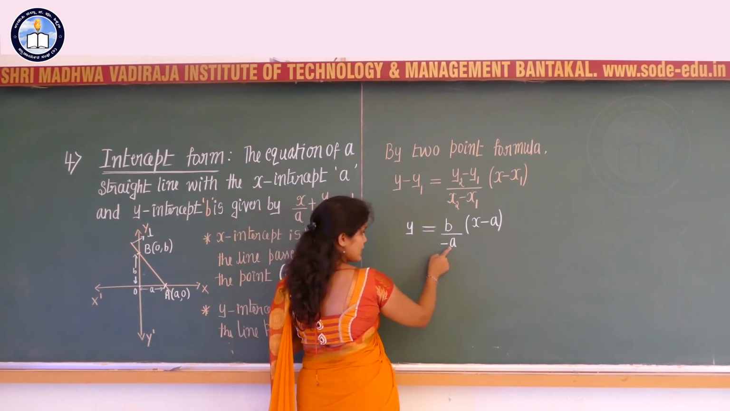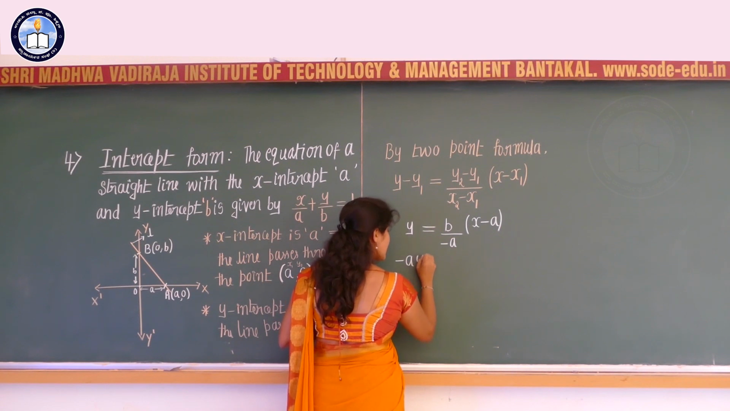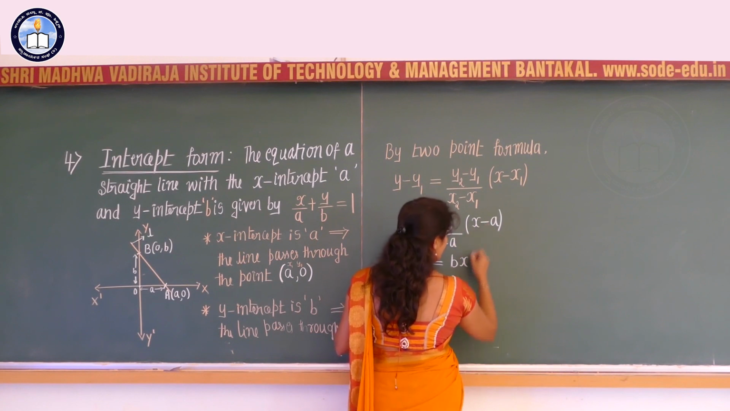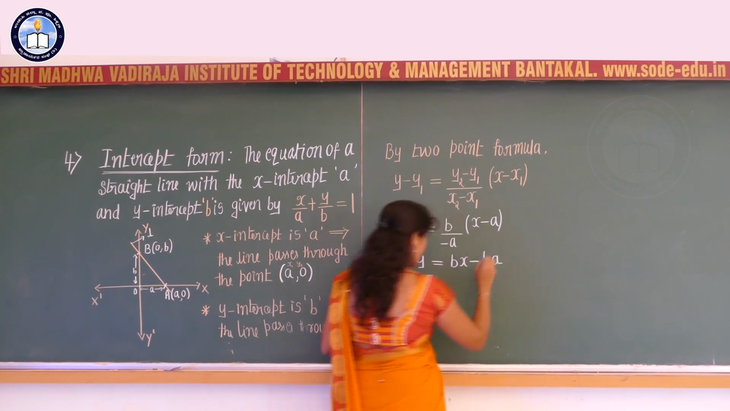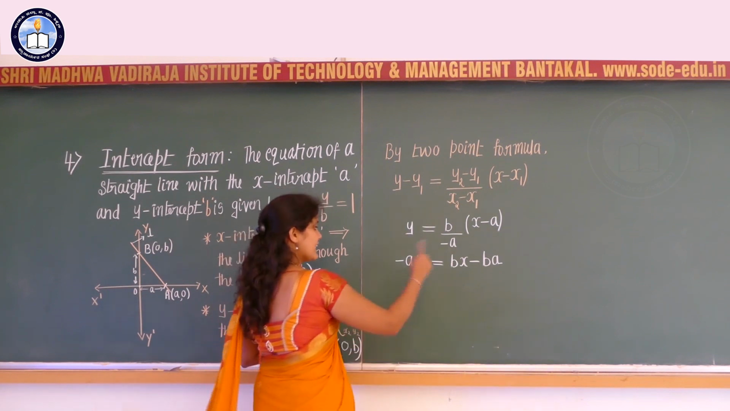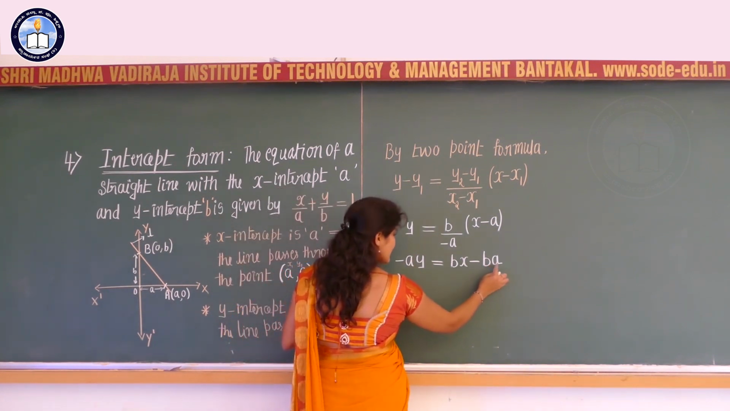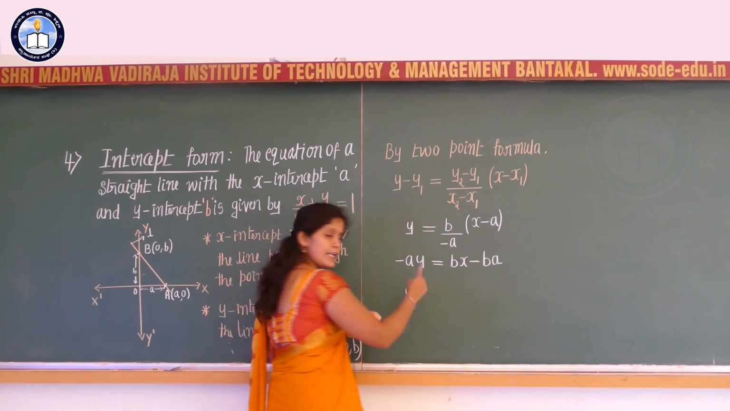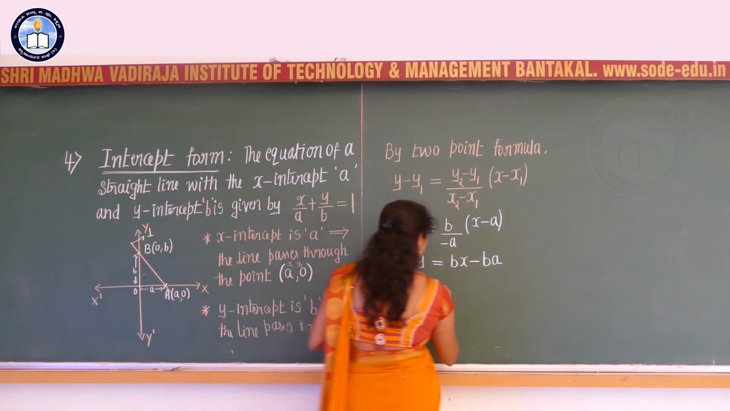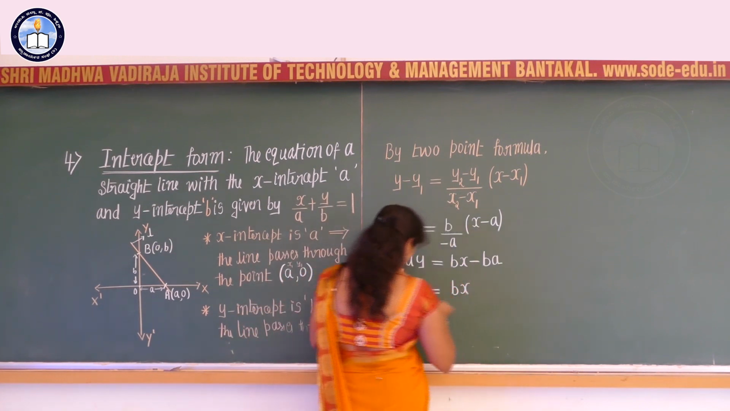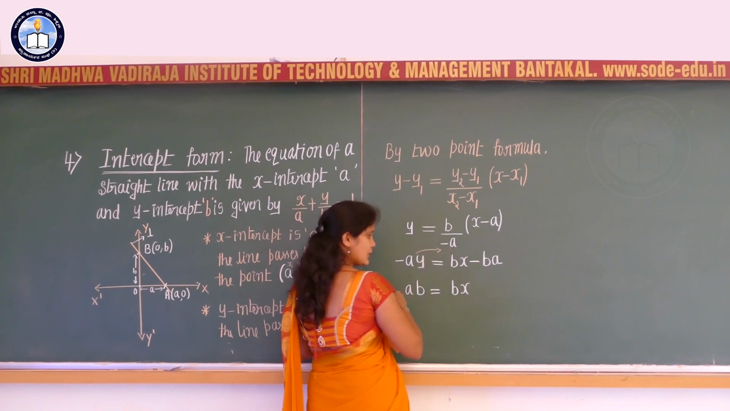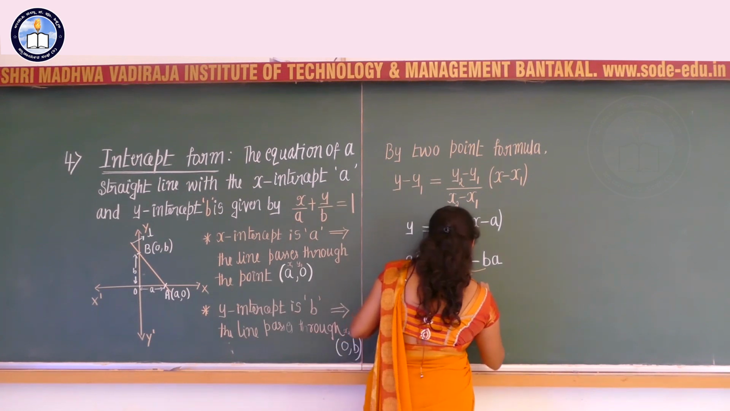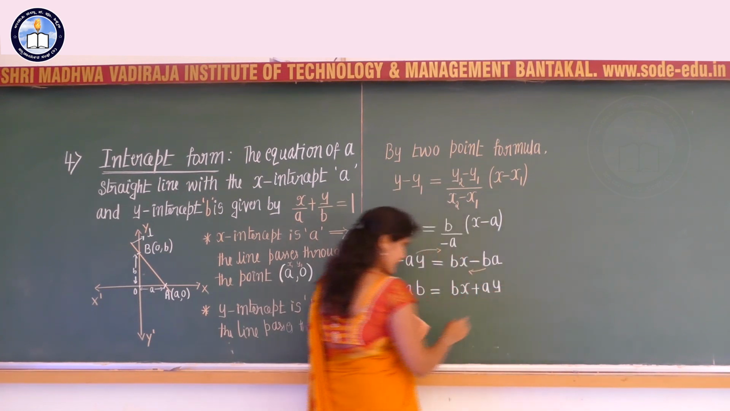Here I can write it as minus a into y, minus ay, is equal to b into x minus b into a, that is minus ba. I can rewrite this equation by taking minus ba, or minus ab, to the LHS, which becomes plus ab. A into b is also equal to b into a, which can be written as b into x. So I am taking this minus ay to the RHS and minus ba to the LHS. Minus ay to the RHS becomes plus ay.